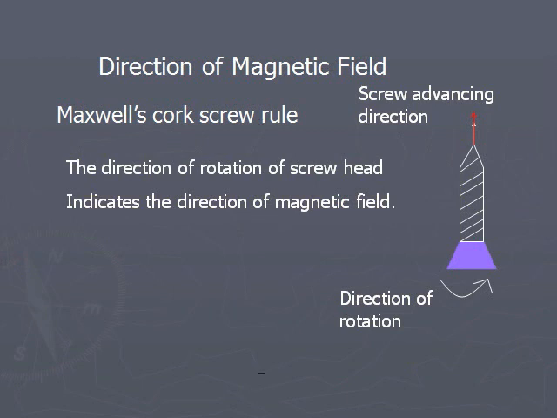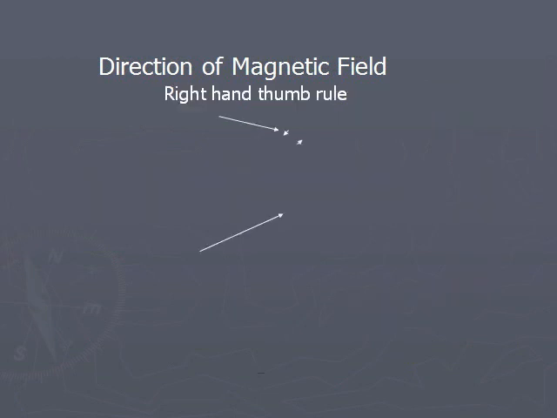There is another rule known as right hand thumb rule, which can be used for finding the direction of magnetic field. Here the white rod represents a conductor carrying current, and the current is carried in the upward direction. The direction of the current is shown by an arrow which indicates in the upward direction. That is, the current is flowing in the upward direction.